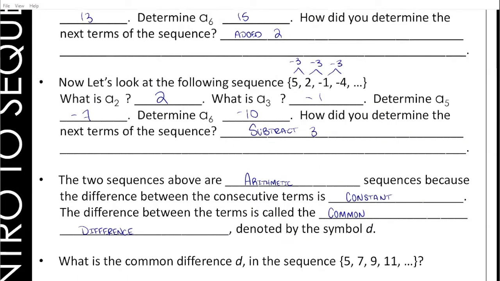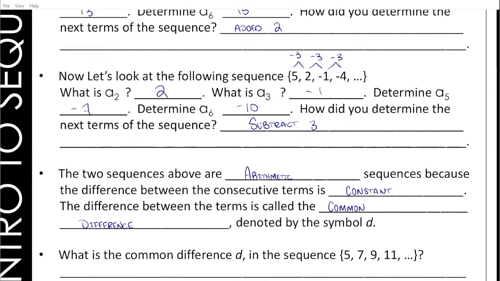They're arithmetic because the difference between the consecutive terms, consecutive meaning the next one in the sequence, the difference between those terms is a constant. Whatever that difference is, we're going to call that the common difference. And it gets denoted with the symbol d. So that little lowercase d is going to be our common difference.